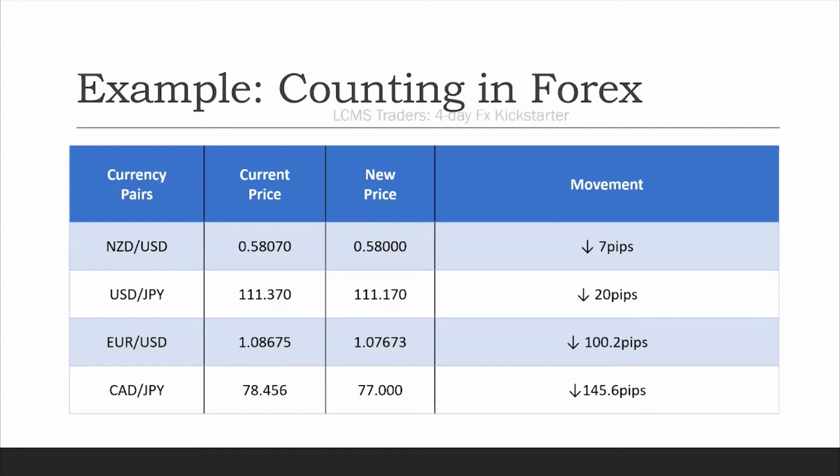Euro US 108.675 to 107.673, down 102 pips. CAD yen 78.456 to 77.000, it's gone down by 145.6 pips. Okay, so we've gone from ones to tens to hundreds of pips. That's how we count the movements of pips upwards and downwards.